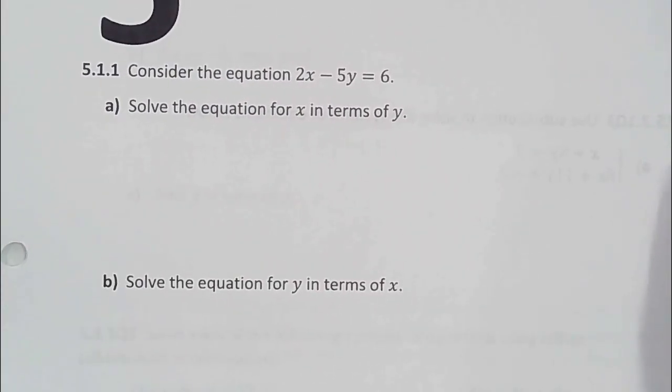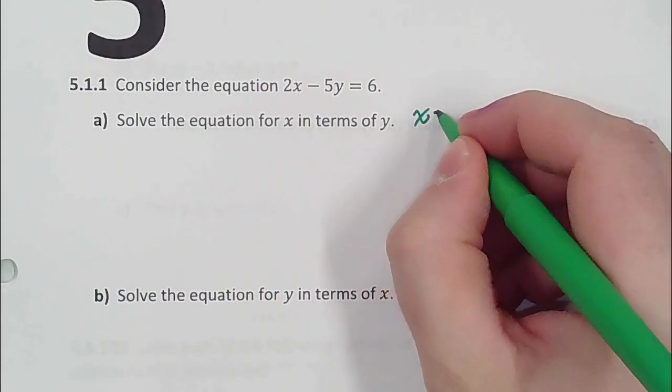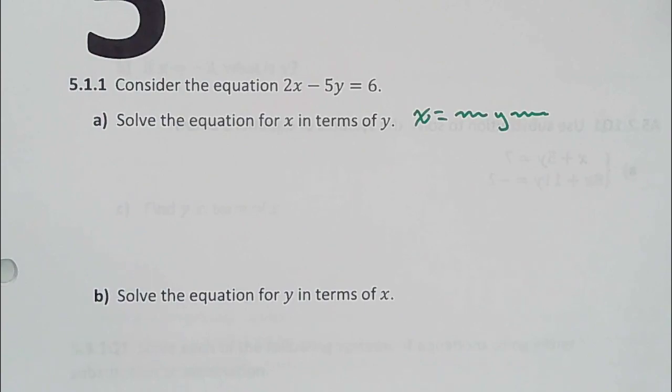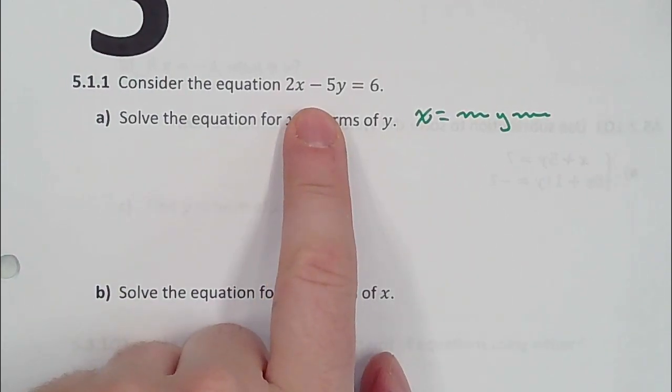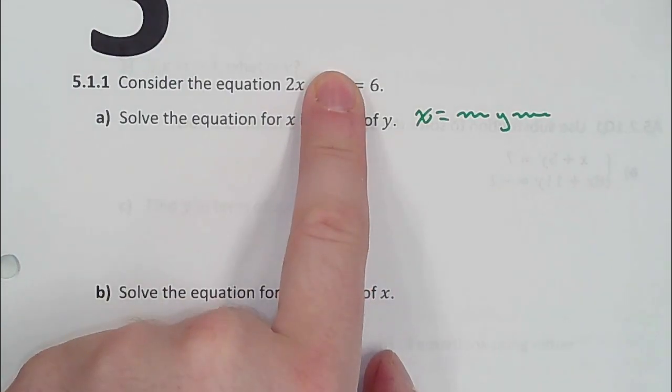Right here? Okay. So it says, solve the equation for x in terms of y. That means we get x equals a bunch of junk with y in it. So let's get x on its own. Well, I'm definitely going to have to completely get rid of negative 5y, right? So how am I going to make negative 5y 0?